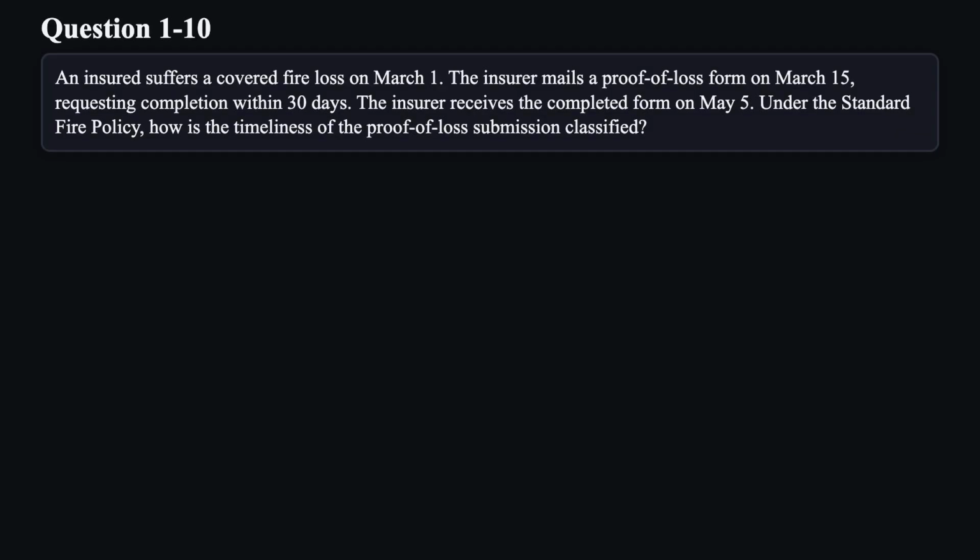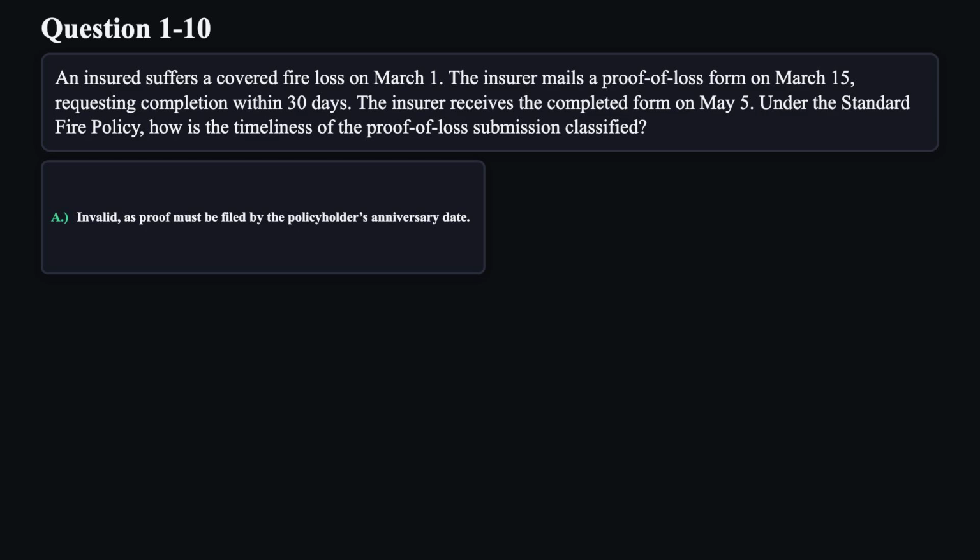Question 10. An insured suffers a covered fire loss on March 1st. The insurer mails a proof of loss form on March 15th, requesting completion within 30 days. The insurer receives the completed form on May 5th. Under the standard fire policy, how is the timeliness of the proof of loss submission classified?